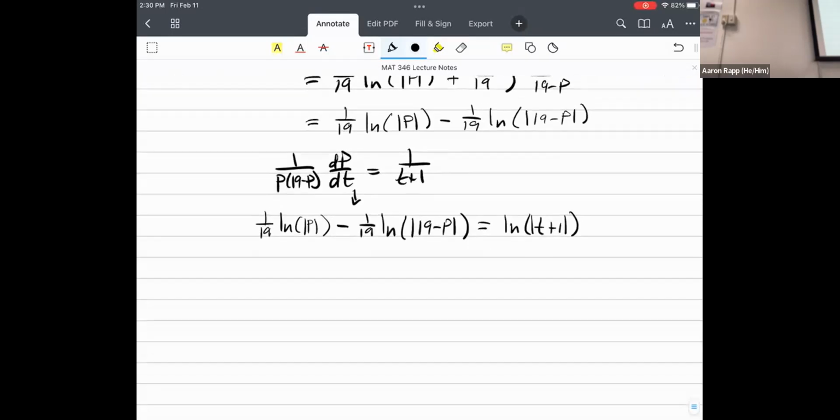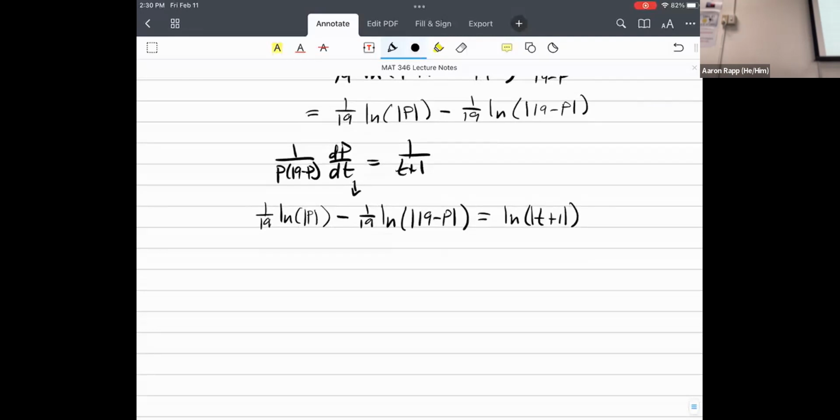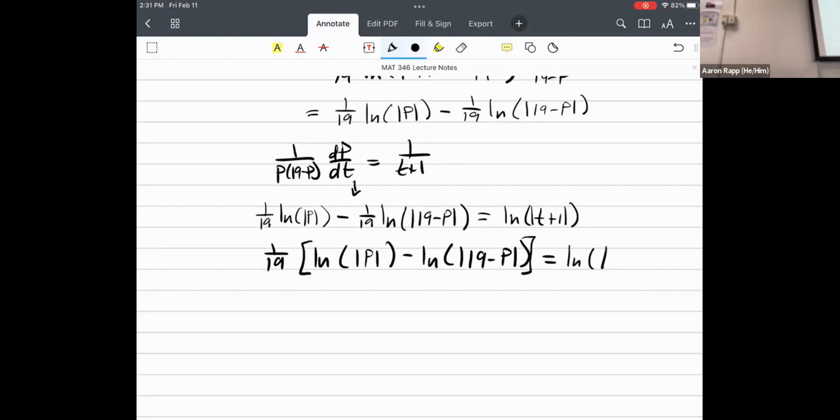Well, let's start rewriting that left-hand side then. Maybe I'll be able to combine those two natural logs that are connected by a minus sign into a single natural log. While I let that sit in your brains for a moment, one thing I'll do is say, here's a common factor of 1/19. Let's pull it out. So you get natural log of the absolute value of P minus natural log of the absolute value of 19 minus P. We use square brackets, so I know exactly that I'm multiplying all of that by 1/19, equal to natural log of the absolute value of T plus 1.